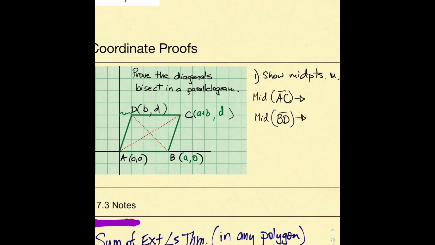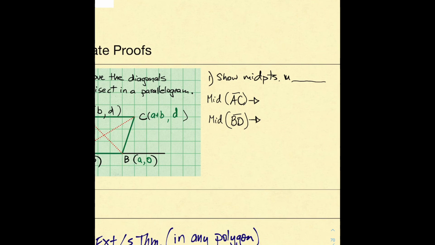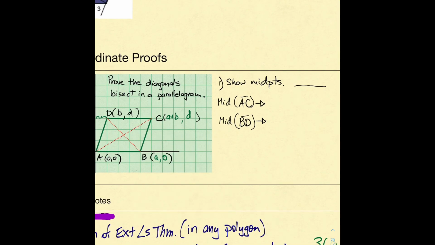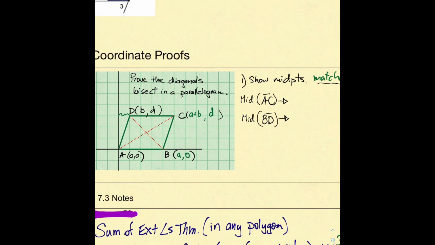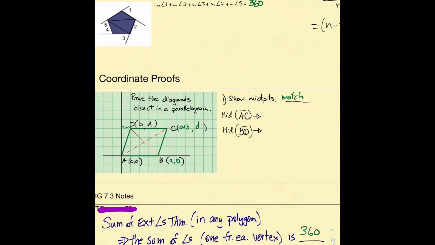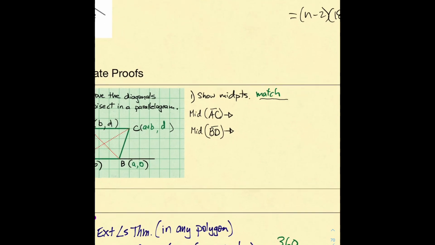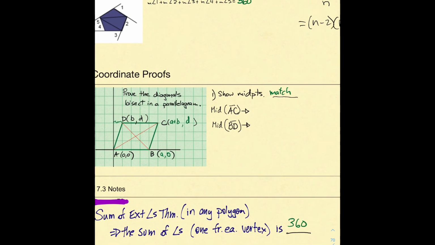So now, using these coordinates, we're going to show that the midpoints match. Meaning, I'm going to find the midpoint of DB and the midpoint of AC, and they'll be the same thing. All right, midpoint of AC. Remember, to find the midpoint, it's the average point. So I need to add up two things, divide by 2, comma, add up two things, divide by 2.